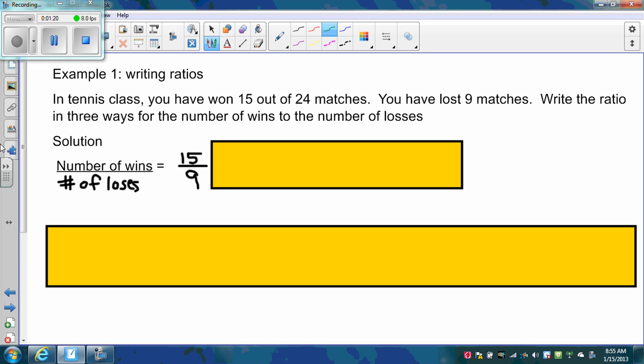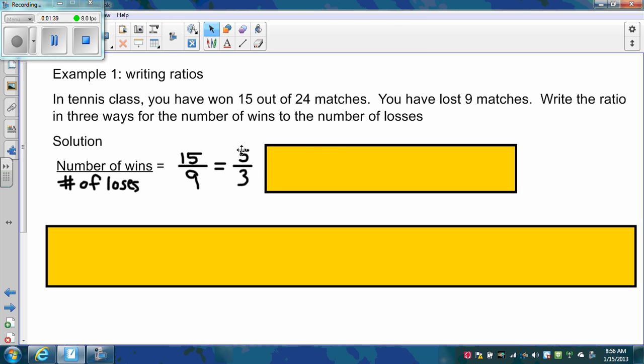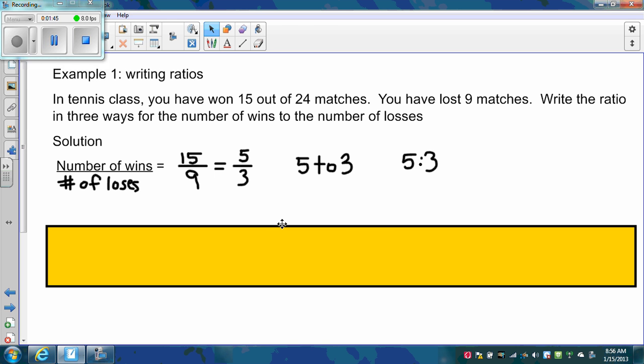So for example 1, in tennis class you've won 15 out of 24 matches. You have lost 9 matches. Write the ratio in 3 ways, comparing the number of wins to the number of losses. So if we write the number of wins over the number of losses, 15 to 9 is one way of writing it. We can simplify it to 5 over 3. So there's our fraction way, 5 to 3, or using our colon, 5:3 would give you the ratio of the number of wins to the number of losses.